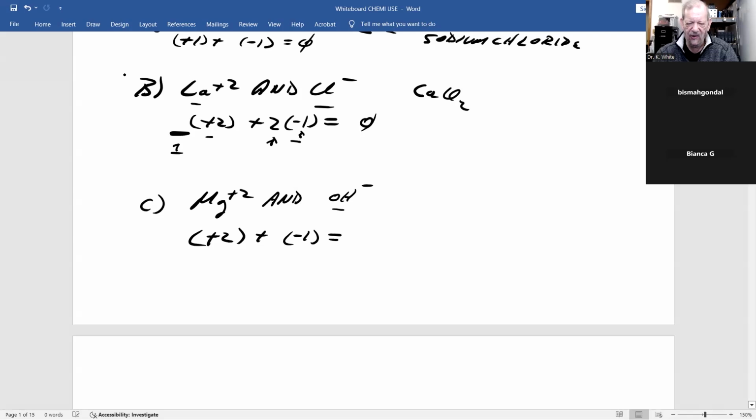And all molecules have a net zero charge, and that has to add up to zero. Oh, it doesn't. So what do we do? We say, well, this is a +2, this has to be a -2. I can't change the charge, but I can change how many. 2 times -1 is -2, plus 2 is 0.